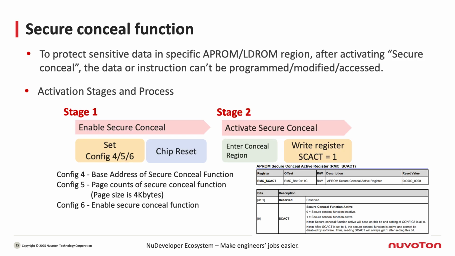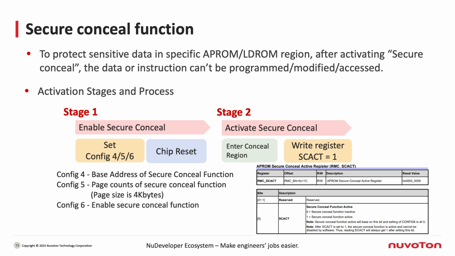Another special protection feature is the Secure Conceal function, designed for secure hiding. A common use case is to protect the encrypted sections of a bootloader. Once execution in this area is complete, the region is fully concealed, and if the program attempts to jump back to it, the system will immediately trigger a hard fault.